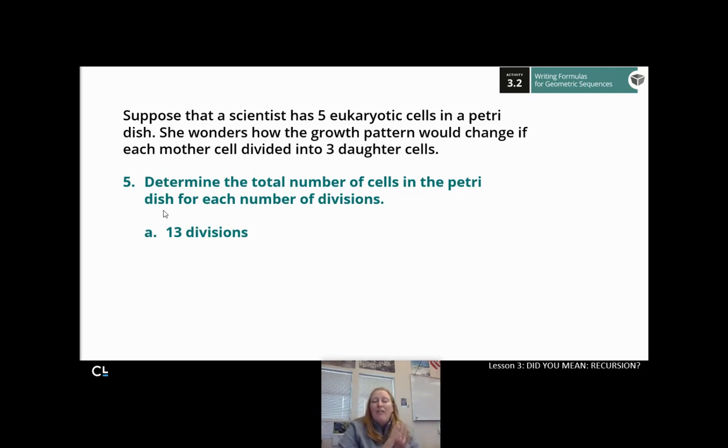So now that you have this new sequence, this new pattern, this new way of looking at it, I would like you to determine the total number of cells in the Petri dish for each number of divisions. If instead we're starting with 5 and we now have a common ratio of 3, how's that going to change? What's that going to look like? Go ahead and hit pause to do A and B, and then hit play when you're ready to check your work.